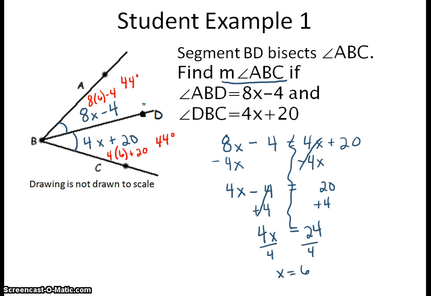Now that's weird. These two are the same. Should they be? Well, yes, they should be, because it says that this segment bisects that angle, ABC. So these two pieces should be the same. So the fact that we got the same number for both of them is a very good sign. All right, and so now to find the measure of angle ABC, ABC is these two added together. So 44 plus 44 is 88. So we can say the measure of angle ABC is equal to 88 degrees.